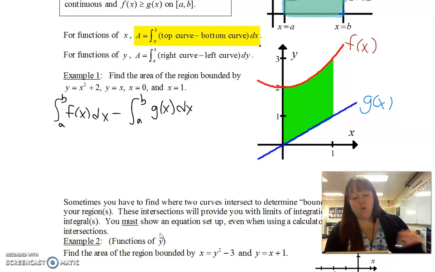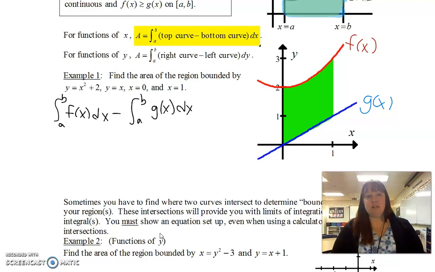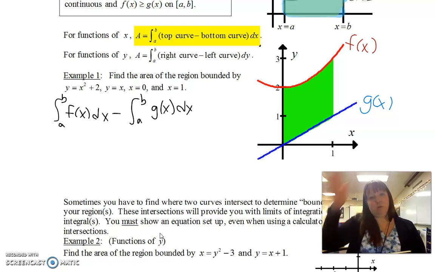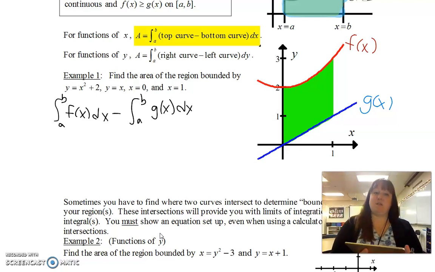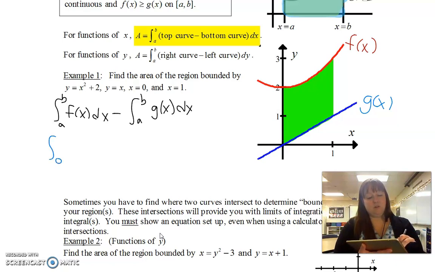Okay, so what we're saying is that we want the area in between the curve from 0 to 1. So our a is 0, b is 1. So we're going to go ahead and do the definite integral. And remember, we're just going to combine these. So we're going to do the definite integral from 0 to 1 of f of x minus g of x dx.